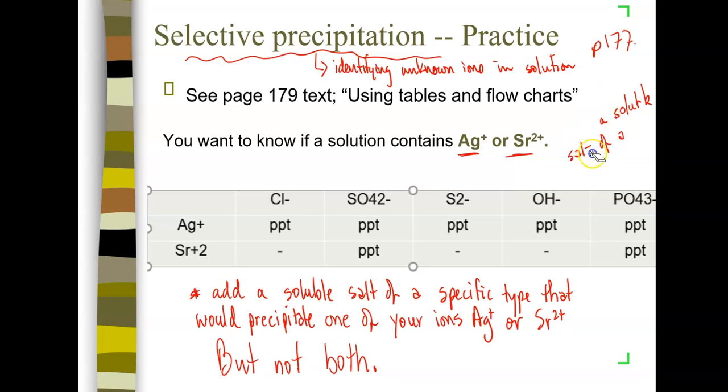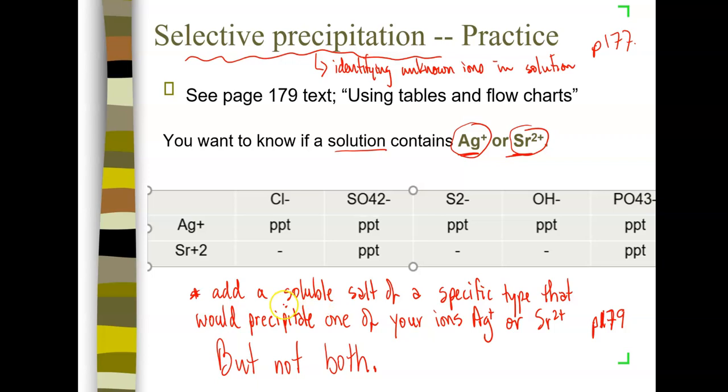So if you look down in the bottom here, in this process, we're trying to identify if a solution contains silver ions or strontium ions. There's a couple different ways to do this. You can do it in the form of a table, or you could do it in the form of a flow chart, which your book shows you on page 179. And again, we'll hopefully practice with this a bit on Monday, but let's think about this.